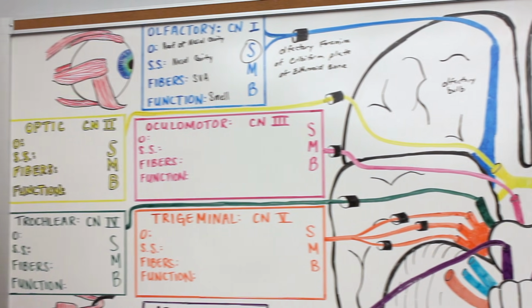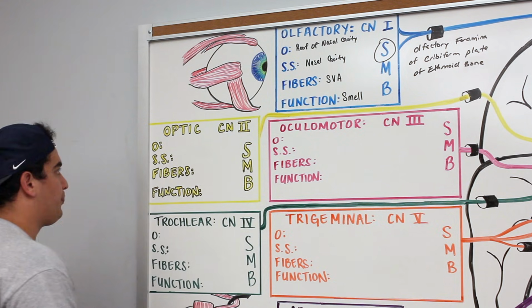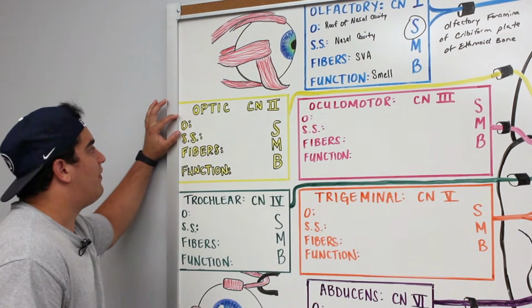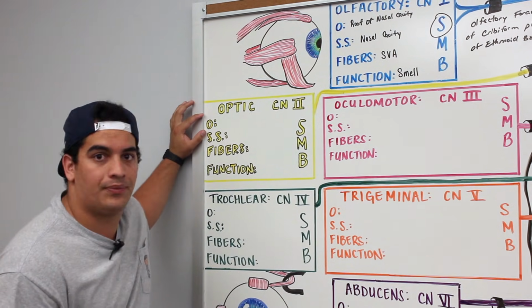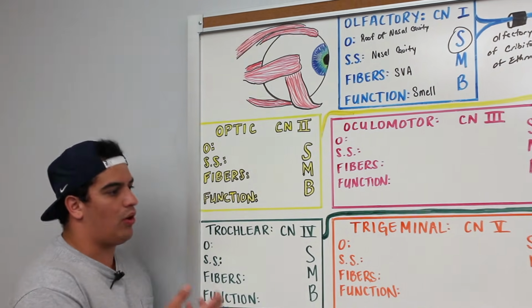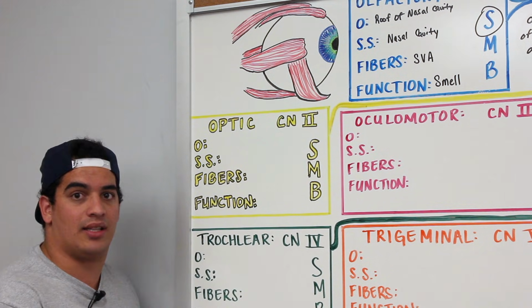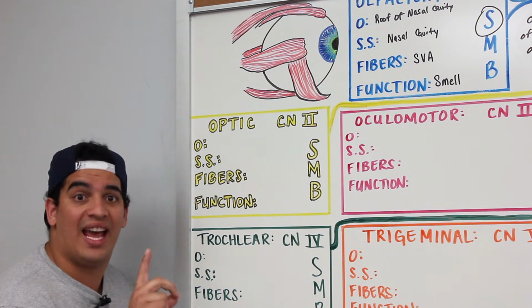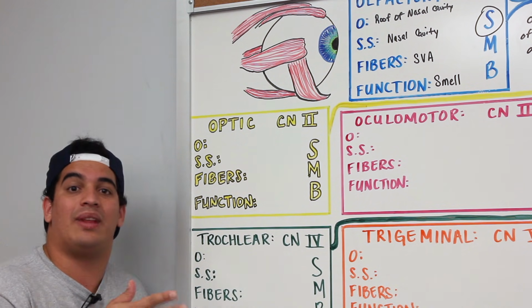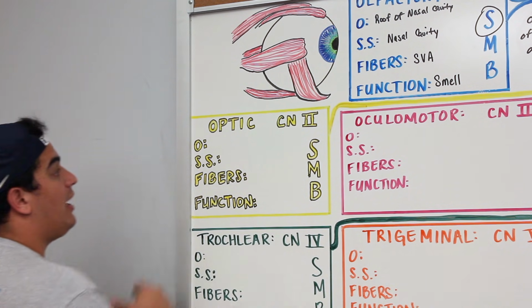Now let's come over here and let's do the optic nerve, cranial nerve II. Okay, origin, very, very similar. Origin is going to be found within what's called the retina, okay? We actually made a video on the optic nerve where we talked about the ganglion cells, the axons of those ganglion cells. Those axons of the ganglion cells were located within the retina. That is what's making up the optic nerve.